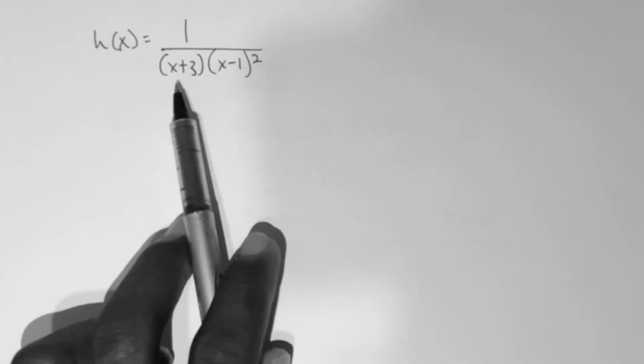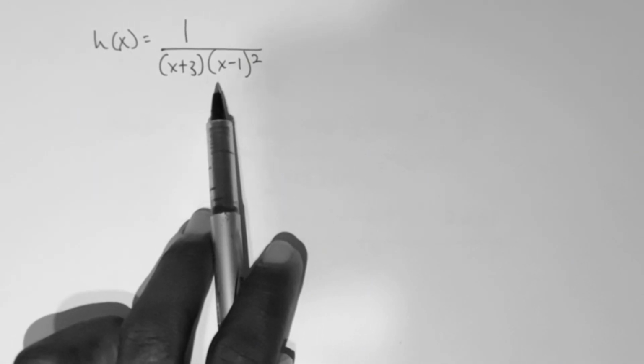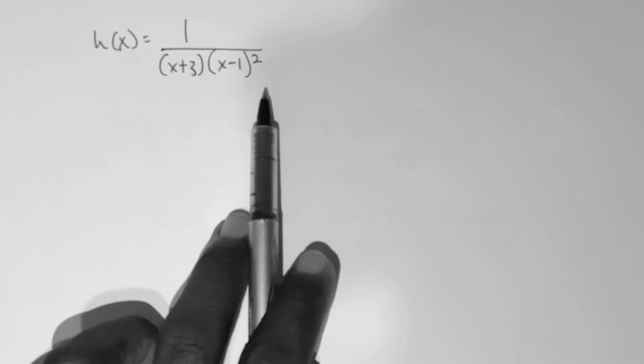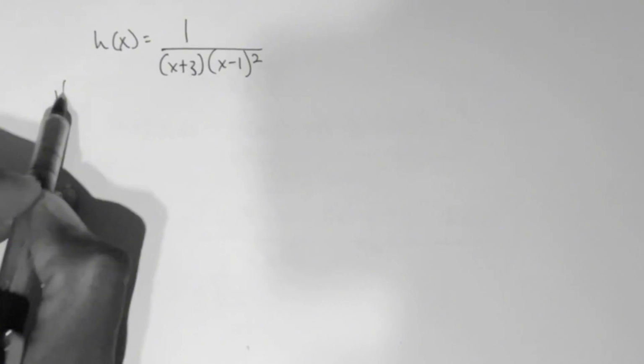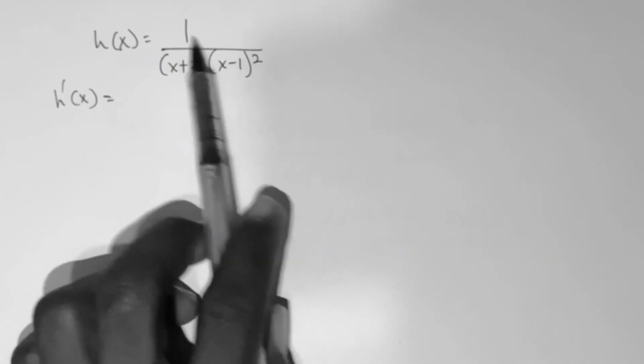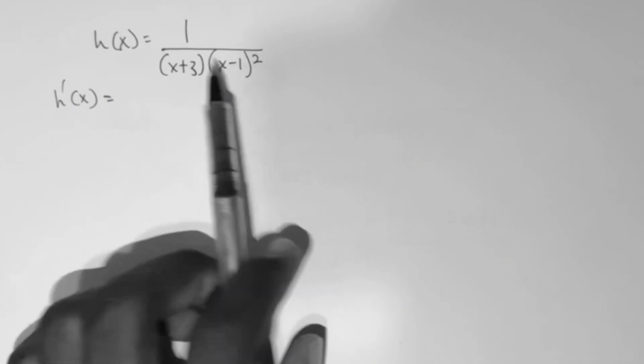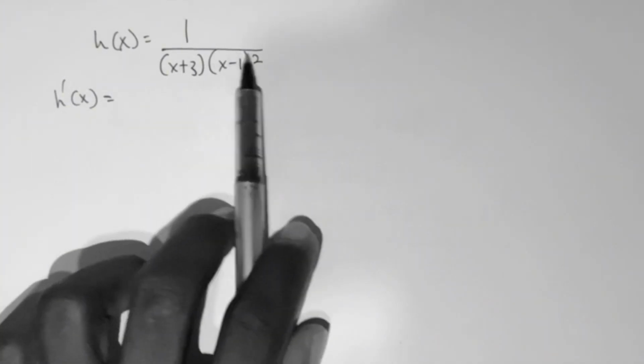Now let's consider h of x equals 1 divided by, in brackets, x plus 3 times, in brackets, x minus 1 squared. Let's find the interval in which this function is increasing and also the interval in which it is decreasing. So we need to first find h prime of x. Now we need to use quotient rule in this case.